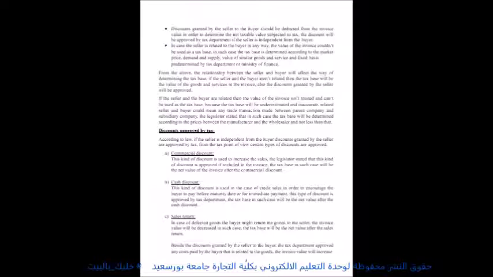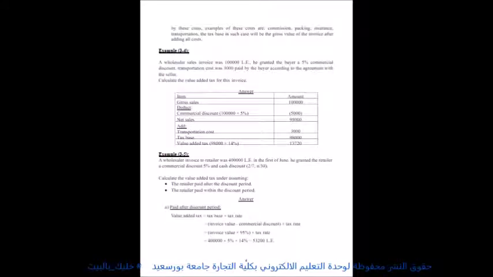So we have cases where the invoice increases and cases where the invoice decreases. Why does the invoice increase? Because there are expenses the buyer bears. Such as what? Commission, packing, insurance, transportation. The tax base in such case will be the gross value of the invoice after adding all the costs.